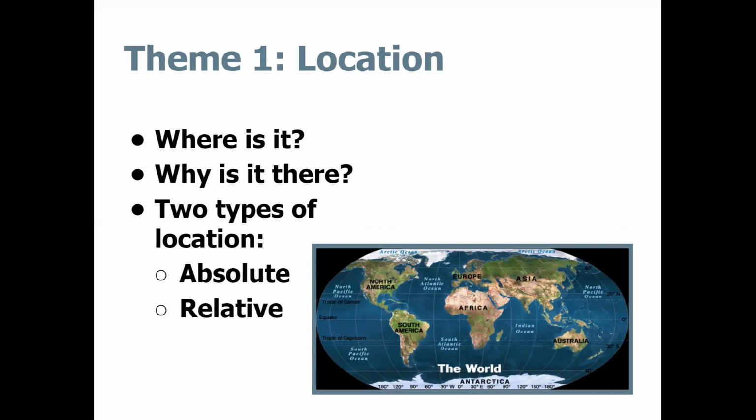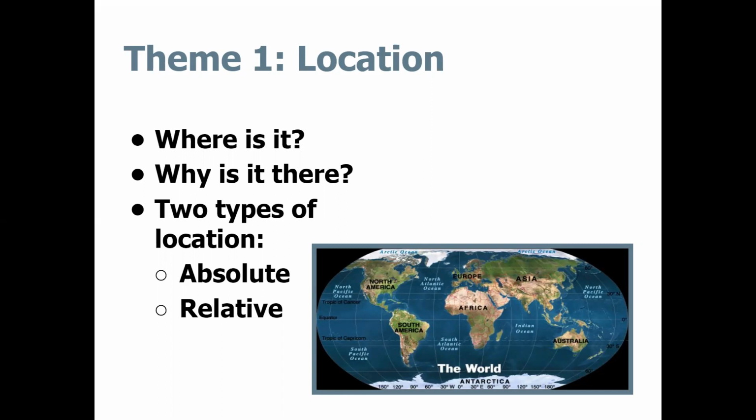Our first theme that we're going to look at is location. So theme number 1 is location. Now there's a couple questions we want to ask when we're thinking about location. First, where is it? Where is it located? And second, why is it there? Yep, you can write those down. So we ask 2 questions with our first theme: where is it and why is it there? Those are the 2 questions that we associate with location.